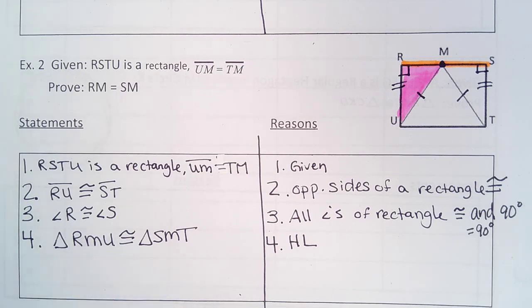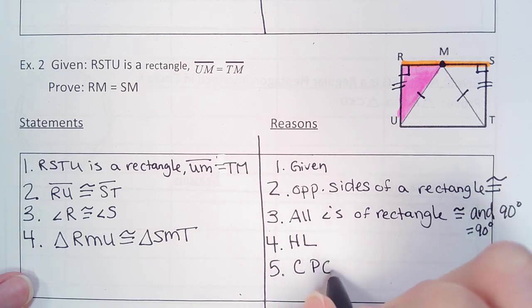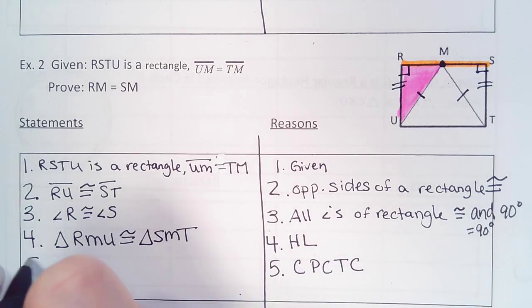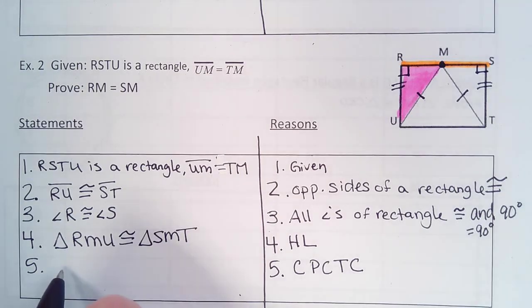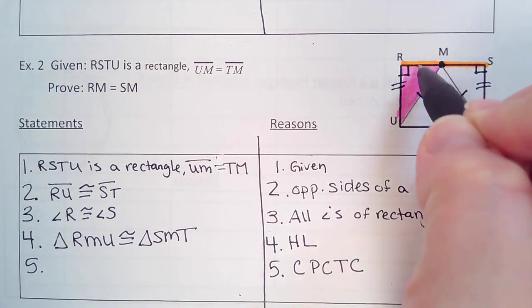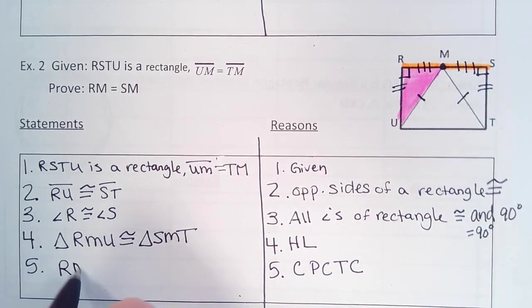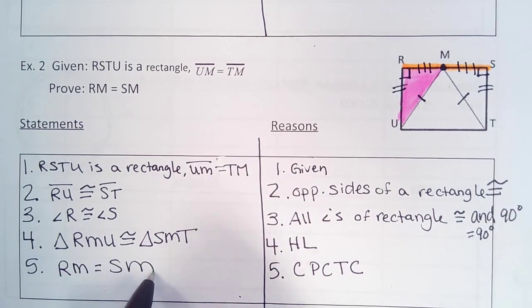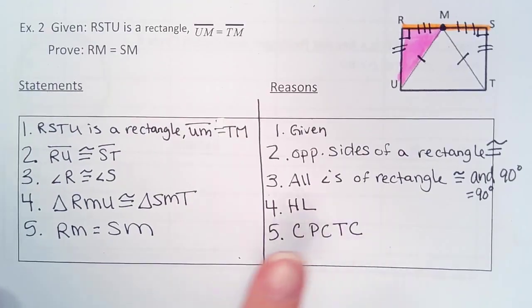Because I know the triangles are congruent, I can say through CPCTC, corresponding parts of congruent triangles are congruent. So I'm going to go ahead and say that RM should make this piece equal to this piece. RM is equal to SM, CPCTC.